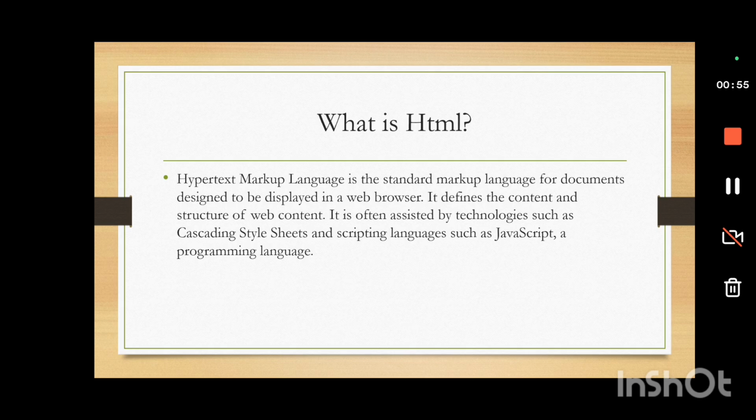So HTML is the basic coding language for websites and web browsers. It defines the content and structure of web content. So you look at Google, you think, oh wow, the text has its own size, has its own color. Every event it changes. That's because they're using HTML. It is often assisted by scripting languages, such as JavaScript. JavaScript is like a more professional programming language, but HTML is the basic.